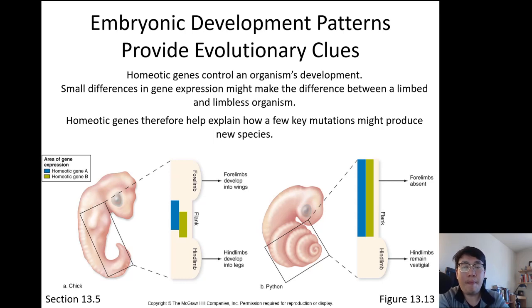But homeotic genes, depending on how much of the gene is being expressed, will determine if you develop certain phenotypic traits. For instance, in a baby chicken, these homeotic genes only overlap in these two regions right here. But because of that, forelimbs will then begin to develop as well as hind limbs. But if you look at the homeotic genes right here, they take up a lot more space where there are no limbs developing. And this is the homeotic genes of a python.